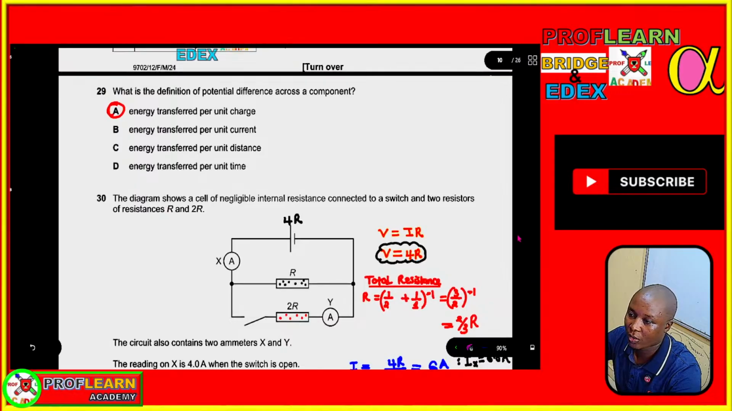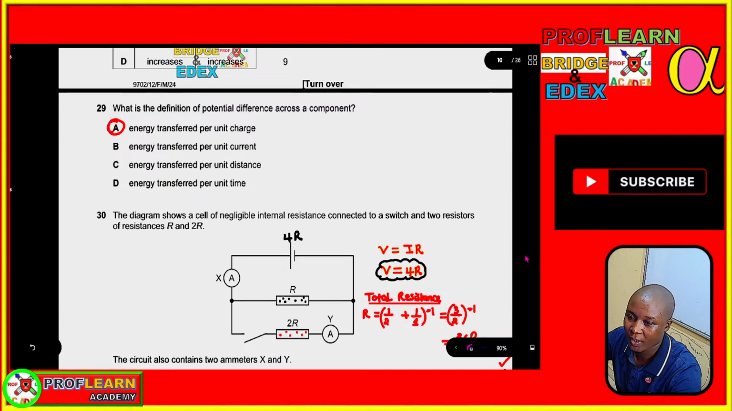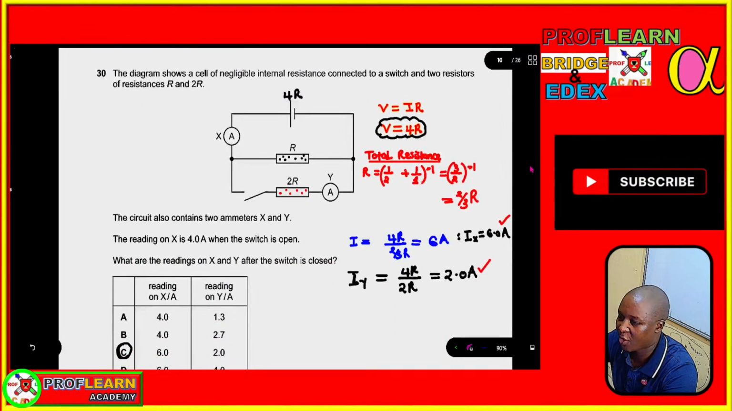So moving to question number 9. What's the definition of potential difference across a component? Potential difference is energy transferred per unit charge.